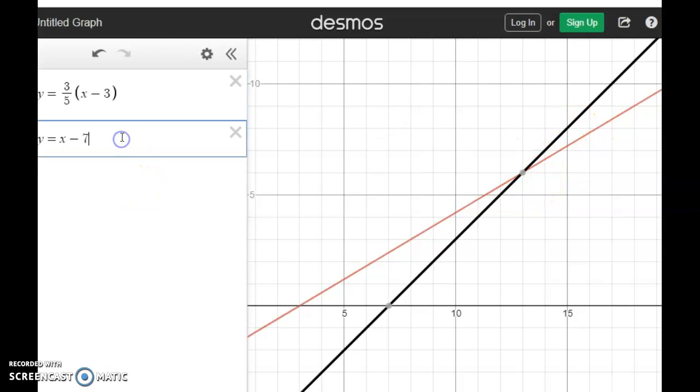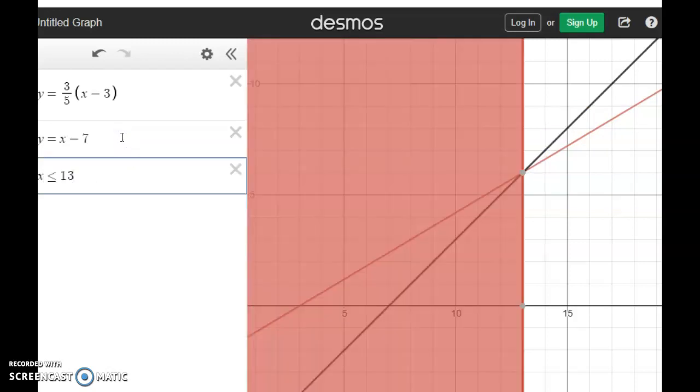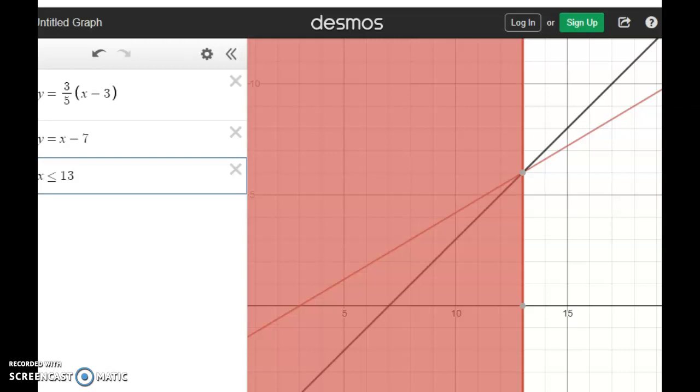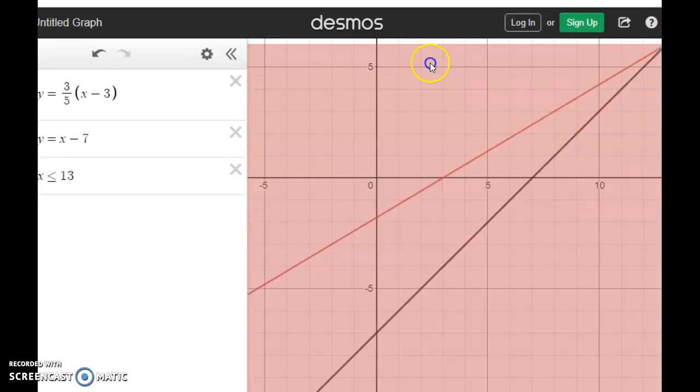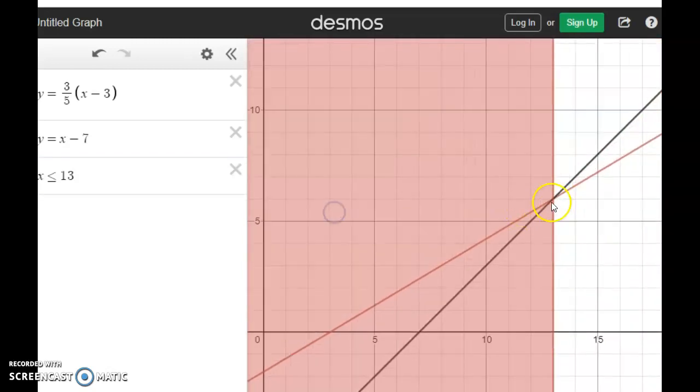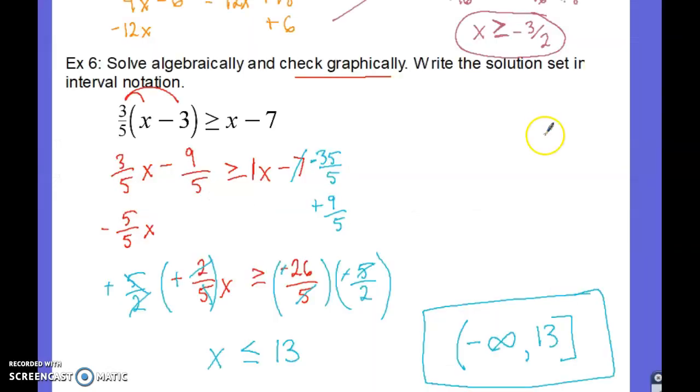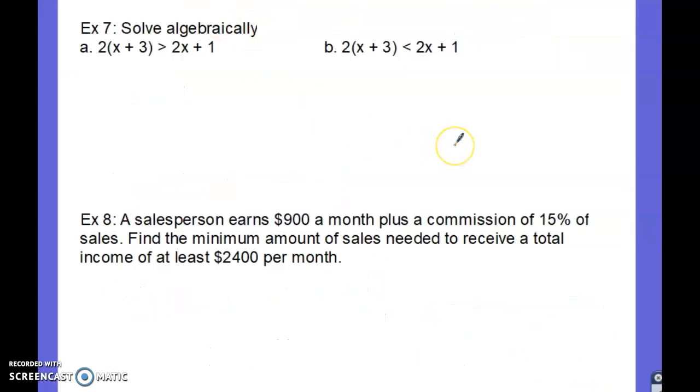Well, if you were to write an inequality that said x is less than or equal to 13, you can see, I wish it was a different color, that encompasses everything from negative infinity until you get to 13, and then you stop. So that's how you can check graphically how to get there.